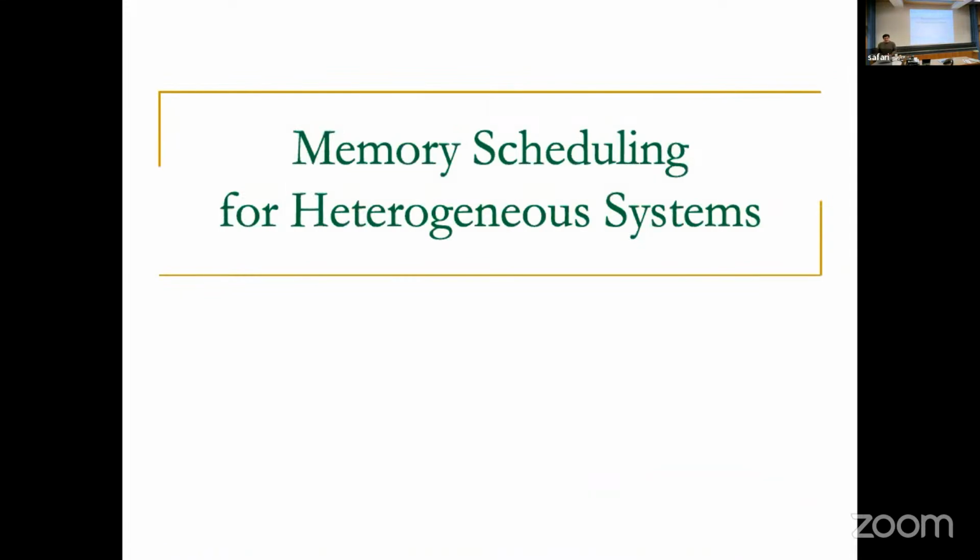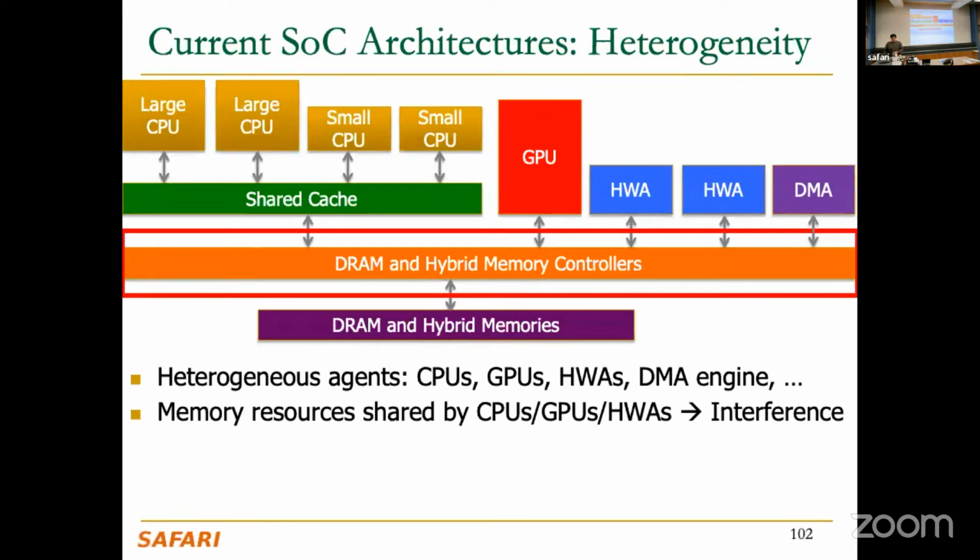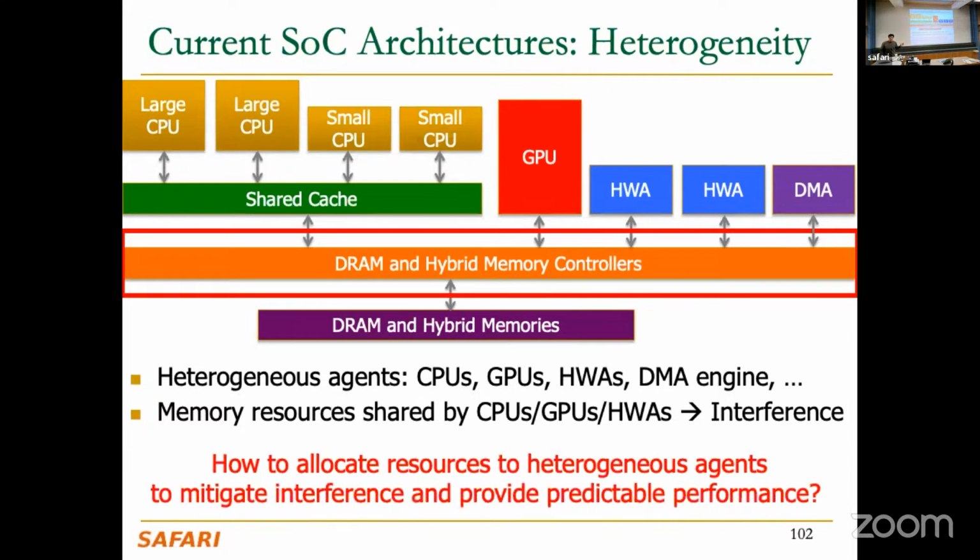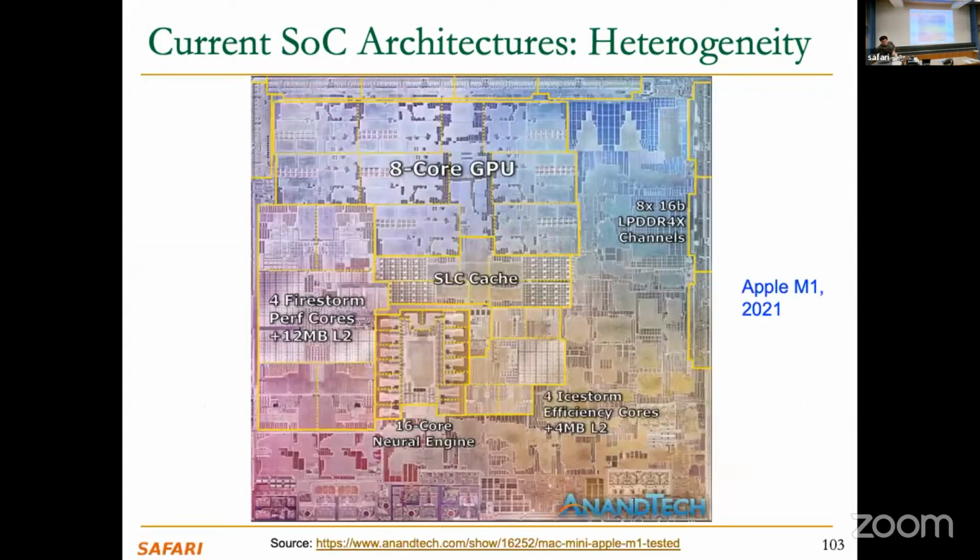We will look at memory scheduling for heterogeneous systems. Again, quality of service. You remember our systems, this slide that shows a very heterogeneous system. The problem we're trying to solve here is how we allocate resources to heterogeneous agents, the GPU, hardware accelerators, CPUs, to mitigate interference and provide predictable performance. And this is a picture to show that the systems we use today are very heterogeneous as well.